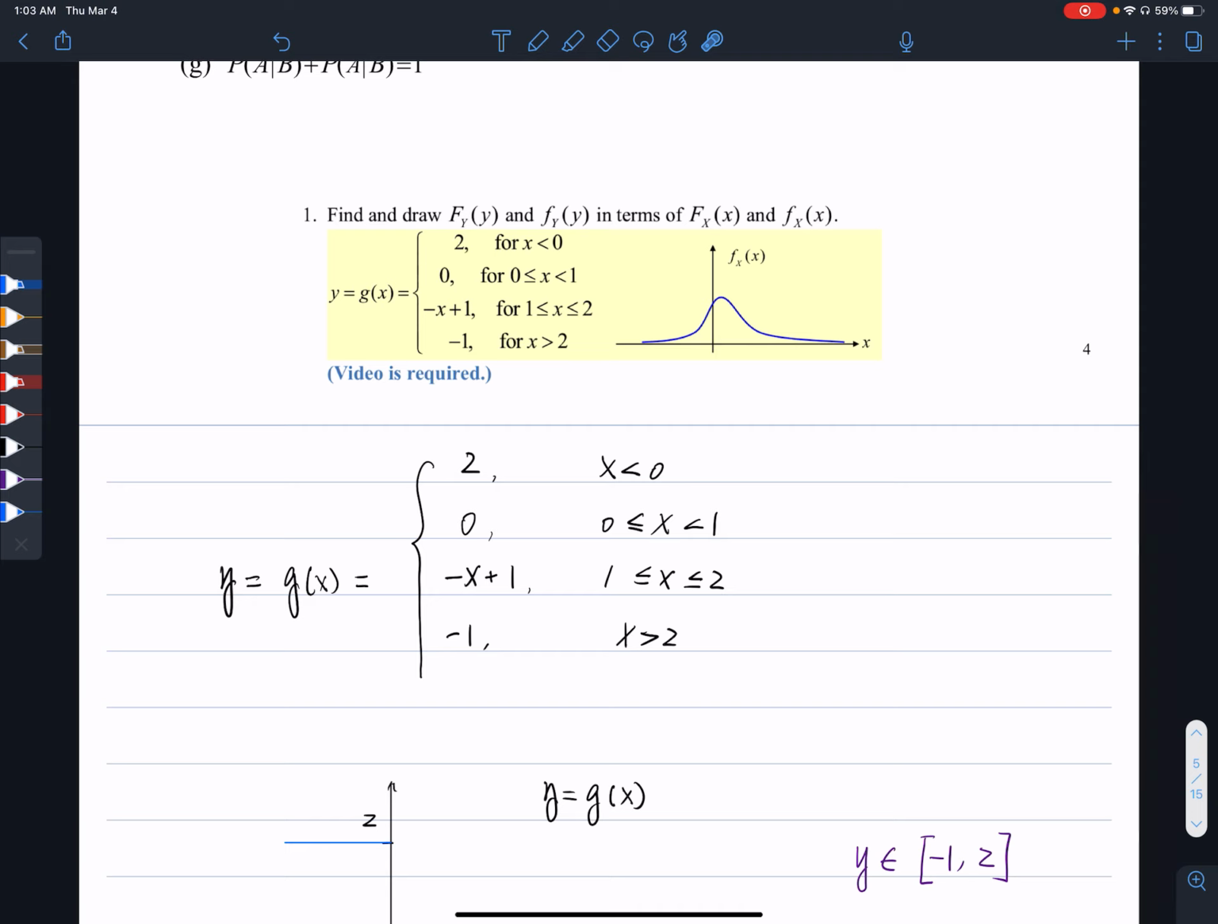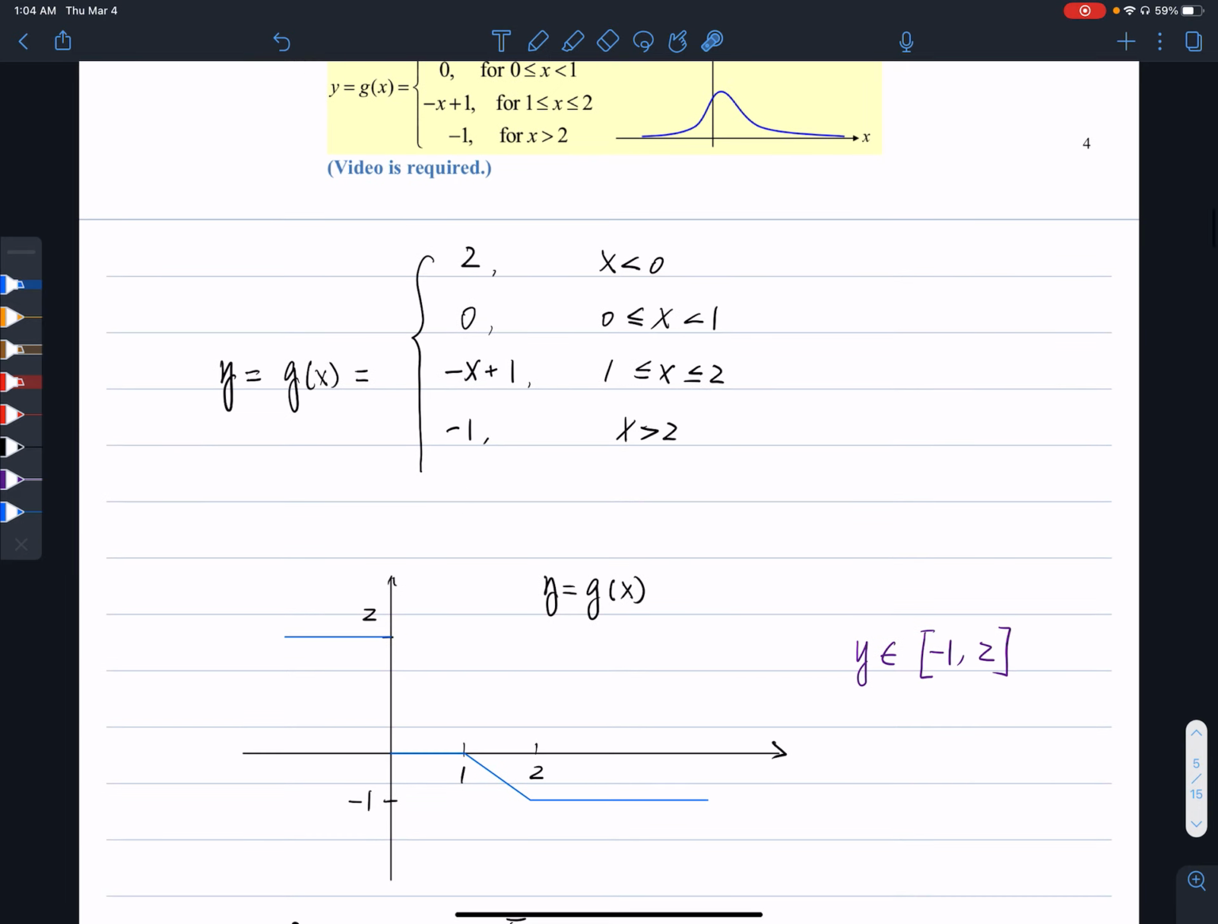So question one, we are trying to find the distribution function of Y and the density function of Y in terms of the distribution of X and the density function of X. We have a function Y equal to g(X) with different values in different parts. Y is equal to 2 when X is less than 0, equal to 0 when X is greater than or equal to 0 and less than 1, equal to negative X plus 1 when X is greater than or equal to 1 and less than or equal to 2, and equal to negative 1 when X is greater than 2.